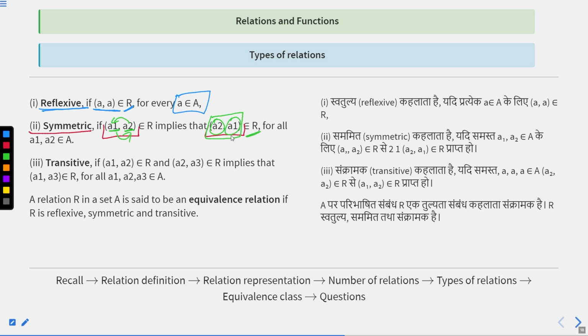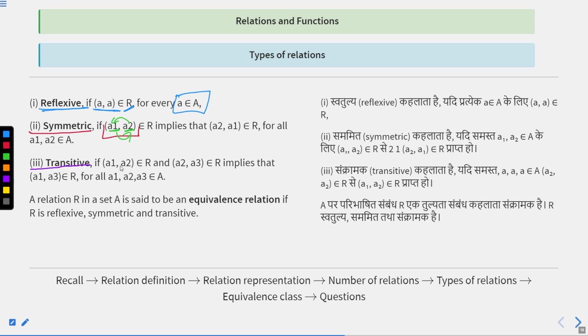If this happens, then we say that my relation is symmetric. Okay. Now what about transitive? Transitive is like to share. For example, before example, let us see the definition.